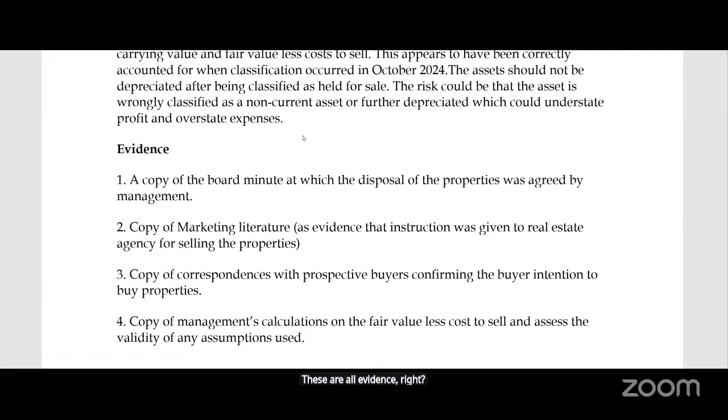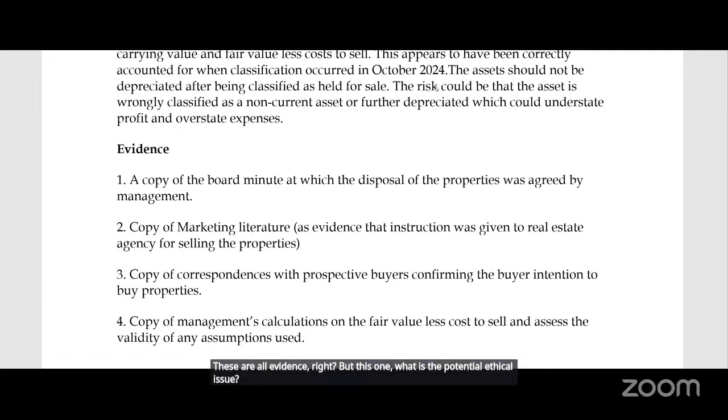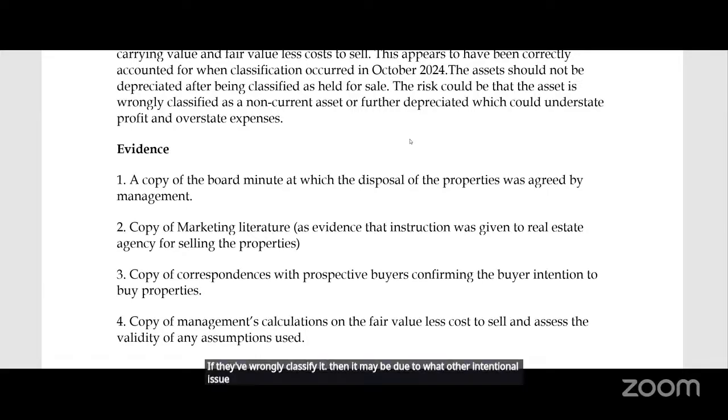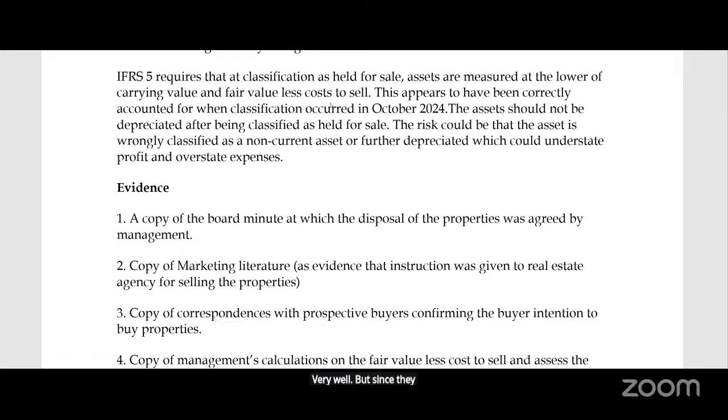But this one, what is a potential ethical issue? If they've wrongly classified it, then it may be due to what? Either an intentional issue, an objectivity and integrity breach, or an unintentional competence issue. The person didn't know the standard very well. But since they did it well, it is not mostly a competence issue. Do you understand? So that brings us to the end of our session.